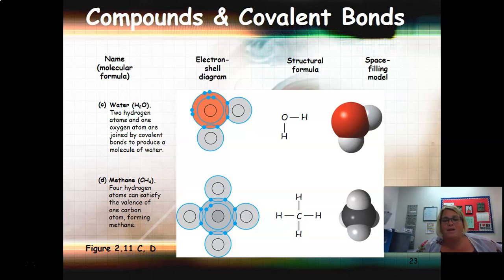Now, if you look at methane, which is CH4, you have your 4 atoms of hydrogen, okay? And that is what's going to satisfy the valence electrons of the carbon, okay? That way, that's what's going to make that methane.